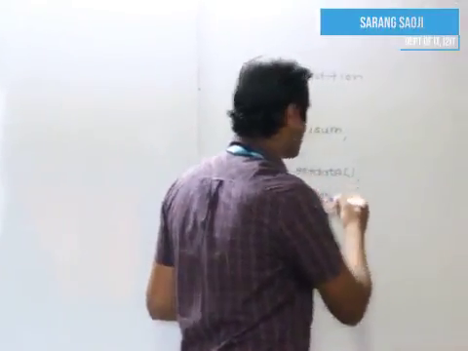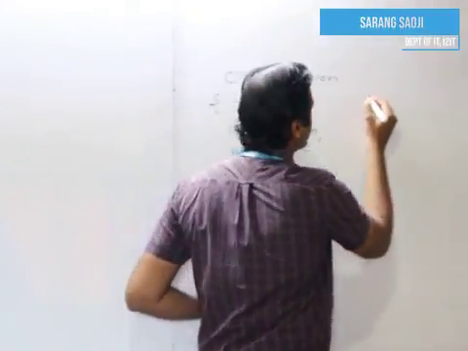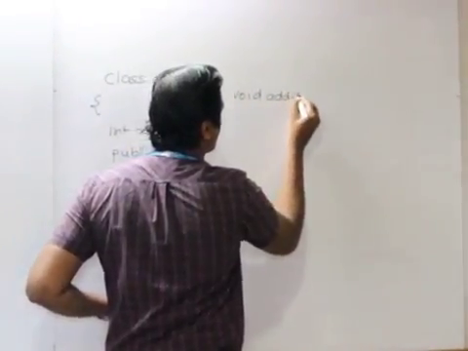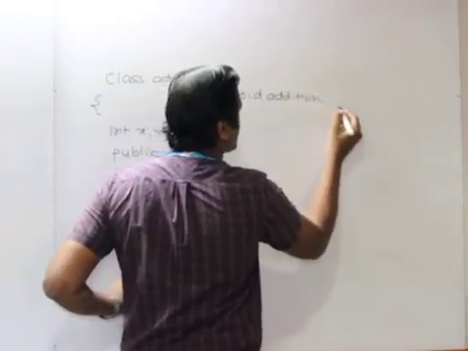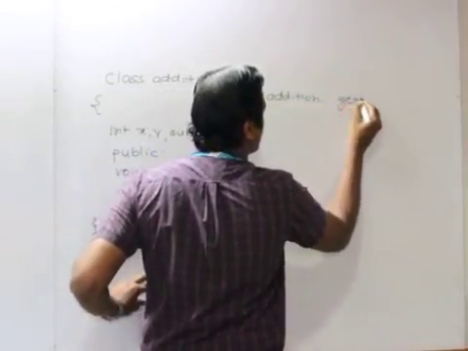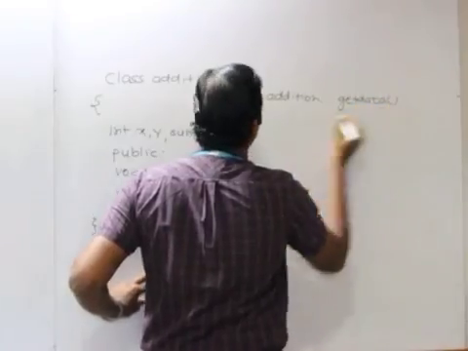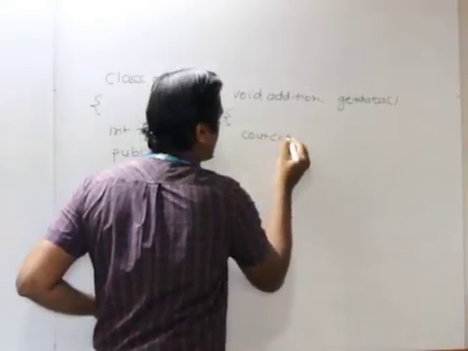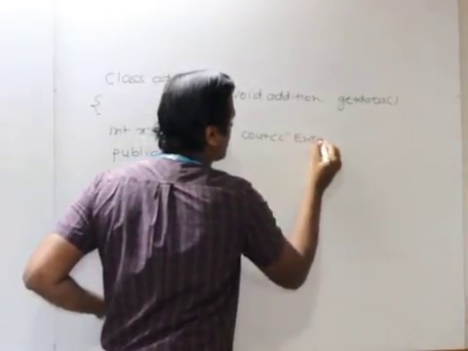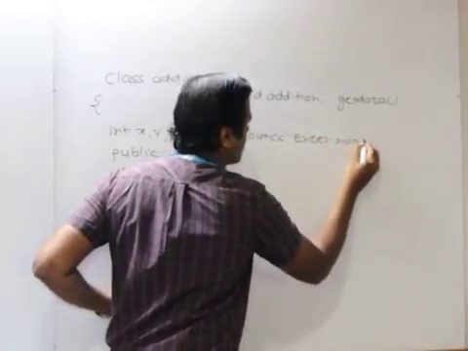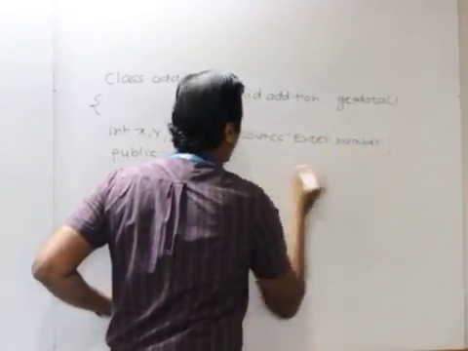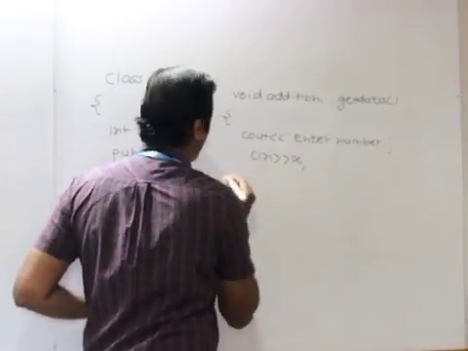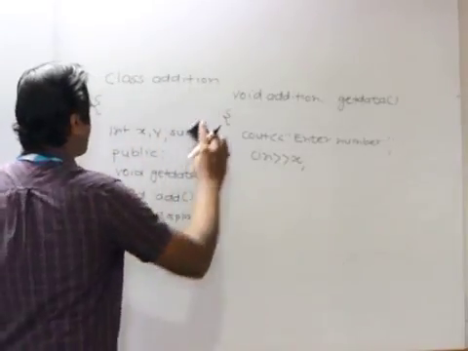Now I want to define those functions outside the class. We know the syntax already. So it is void, the class name is addition, then the member function get data. Then here I will say cout, enter the number, and then I will accept a simple number, x.